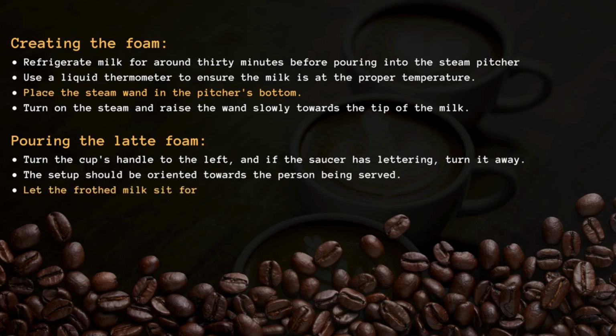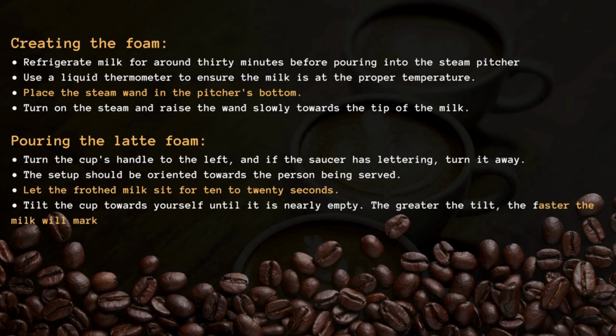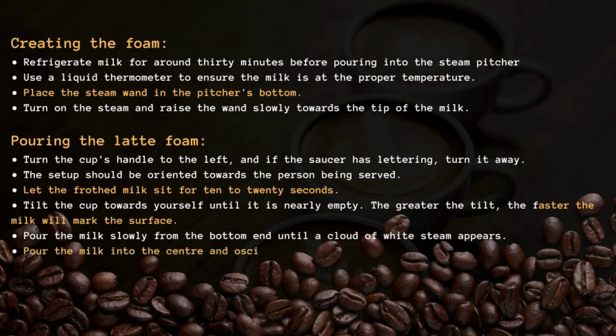Pouring the latte foam. Turn the cup's handle to the left, and if the saucer has lettering, turn it away. The setup should be oriented towards the person being served. Let the frothed milk sit for 10 to 20 seconds. Tilt the cup towards yourself until it is nearly empty. The greater the tilt, the faster the milk will mark the surface. Pour the milk slowly, from the bottom end until a cloud of white steam appears. Pour the milk into the center, and oscillate it side to side, to make a heart print on the foam.